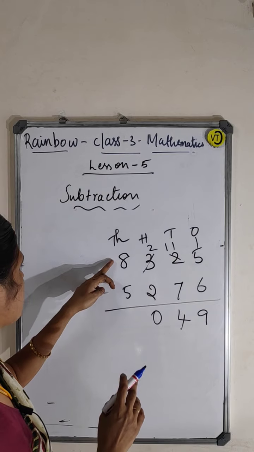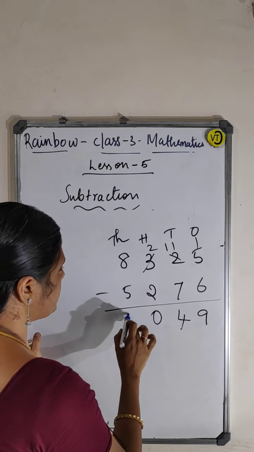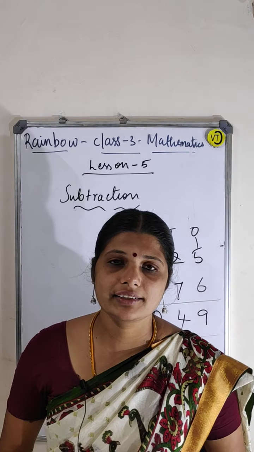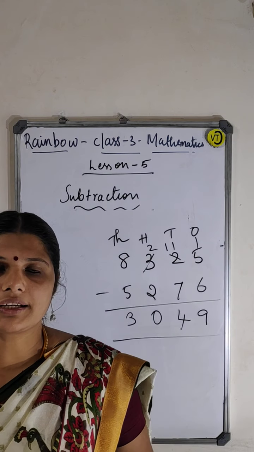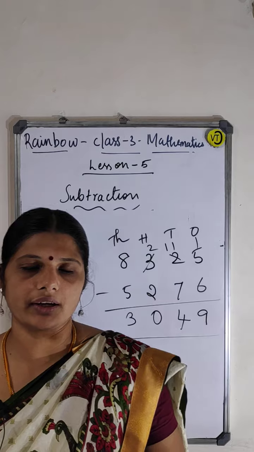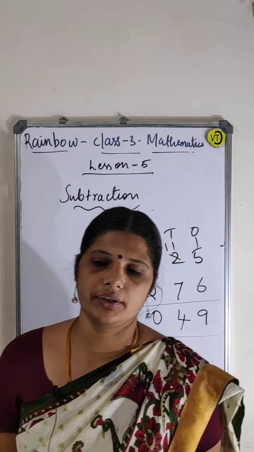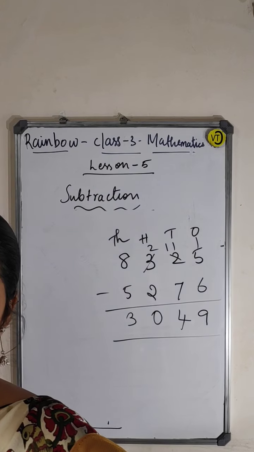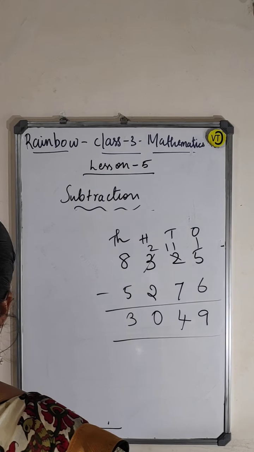Okay. This is 8. I didn't touch this, right? 8 minus 5 is 3. So 3049 is your answer. Okay, that is the difference between January month and February month he sold. Okay, so these are all the word problems involving subtraction.